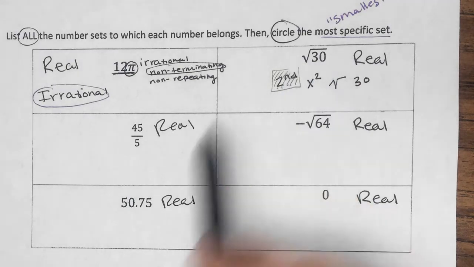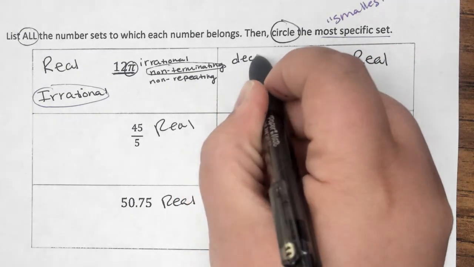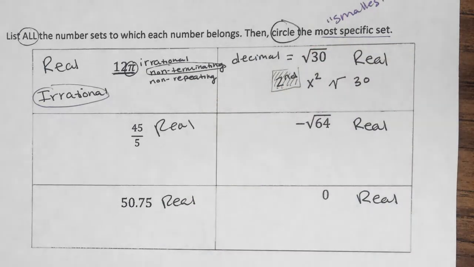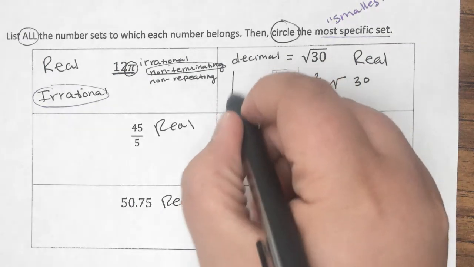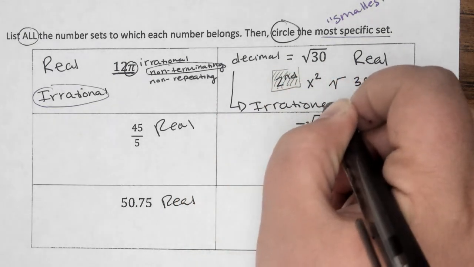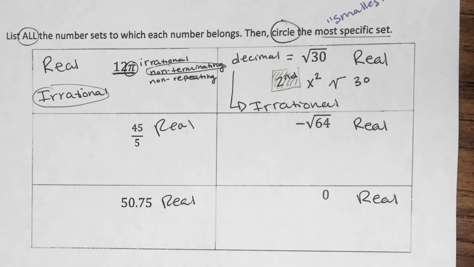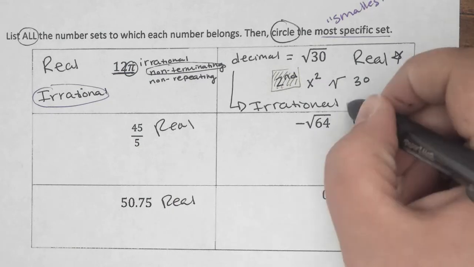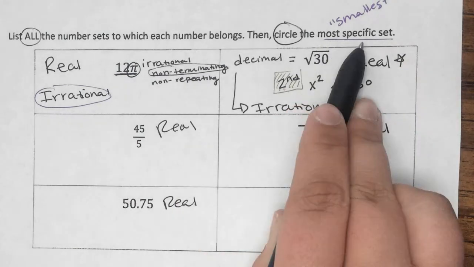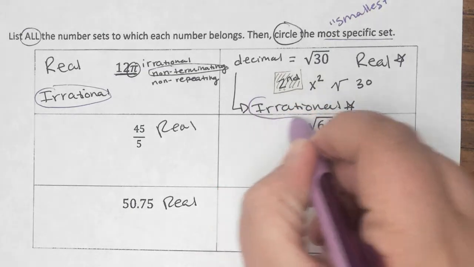When you evaluate the square root of 30, you find that it's equal to a decimal. And we learned yesterday that any square root that is equal to a decimal is irrational. That's because that decimal is non-terminating and non-repeating. Now, between real and irrational, which one is most specific? What tells us more about the number? That's irrational.